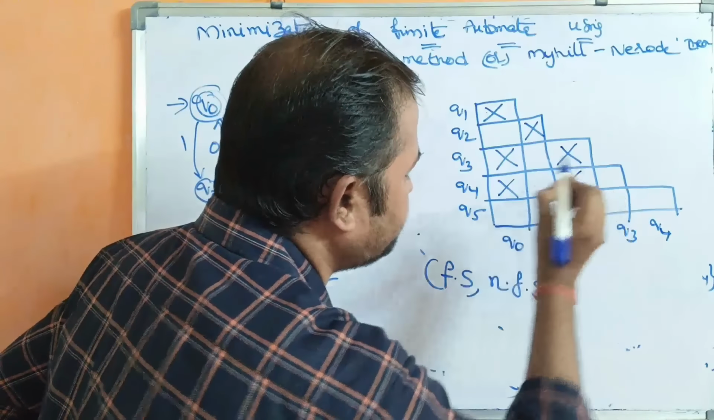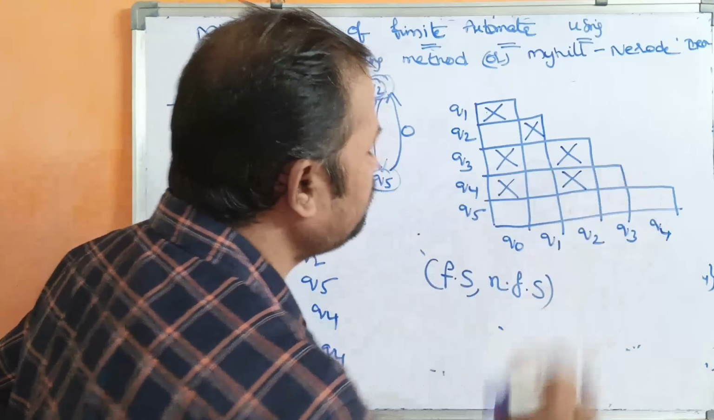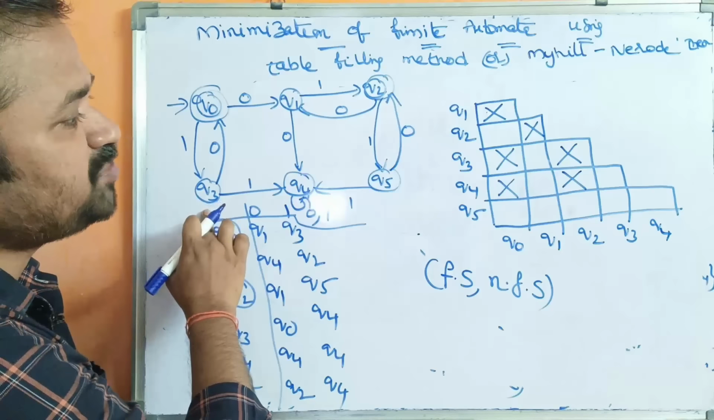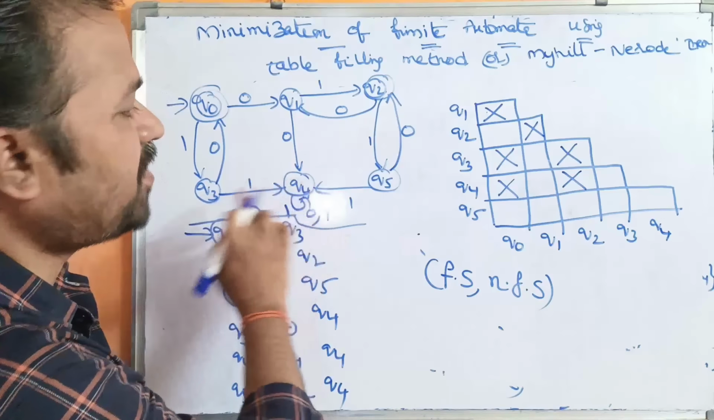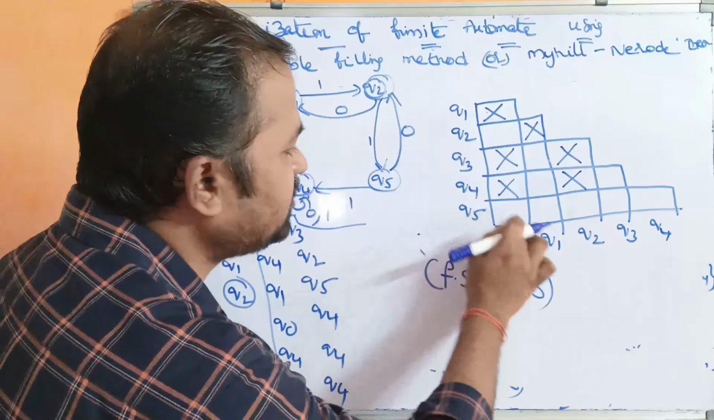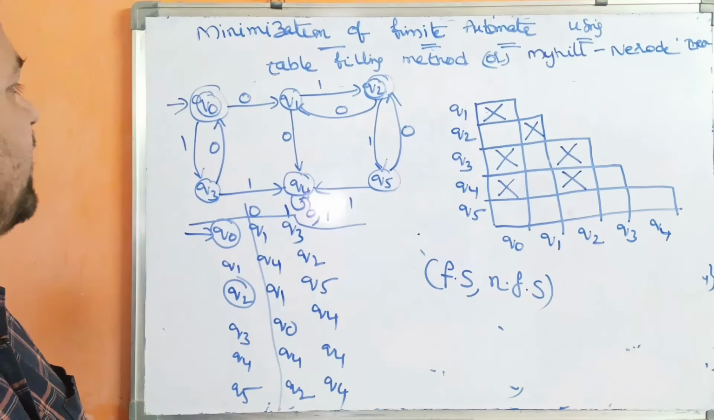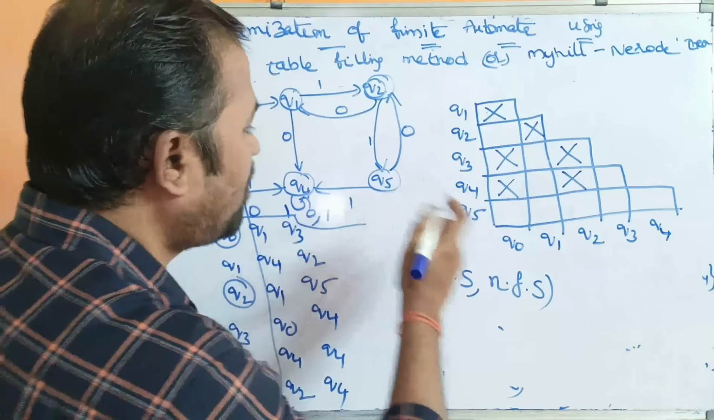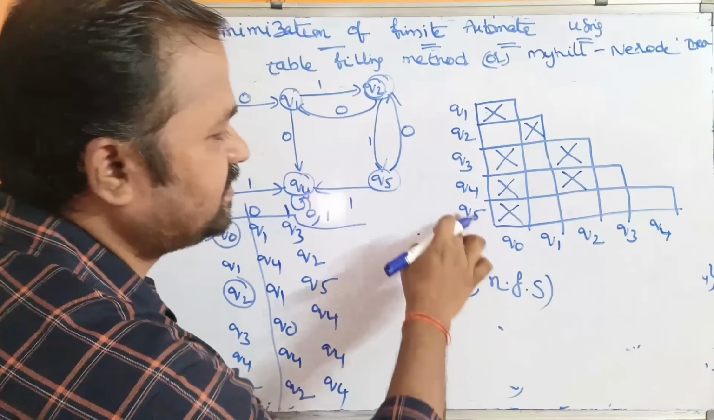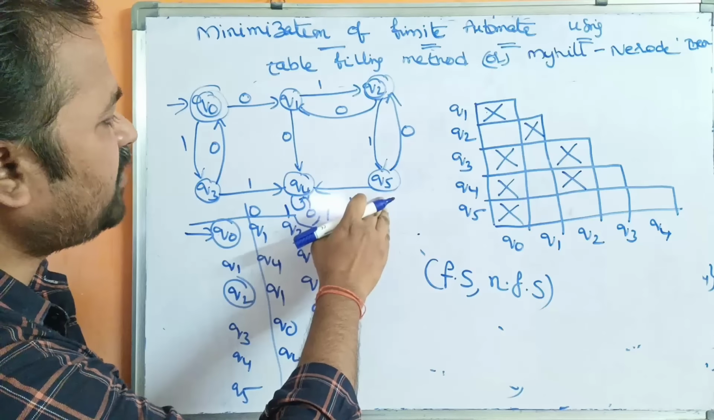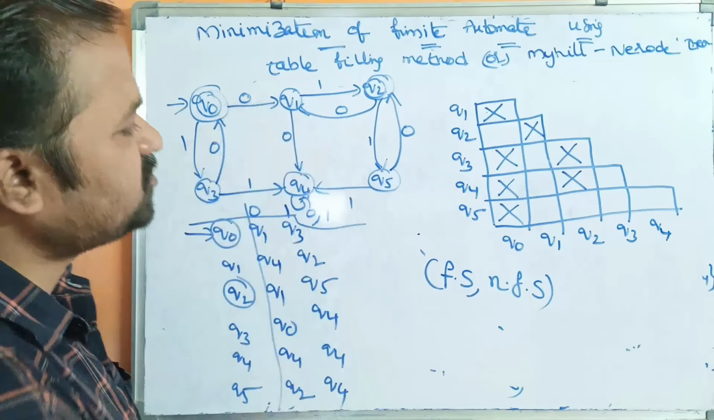So mark this box. Next, Q4, Q3. Q4 is a non-final state, Q3 is a non-final state. So both are non-final states. So leave this box. Next one, Q5, Q0. Q0 is a final state, Q5 is a non-final state. So mark this box. Next, Q5, Q1. Q5 is a non-final state, Q1 is also a non-final state.